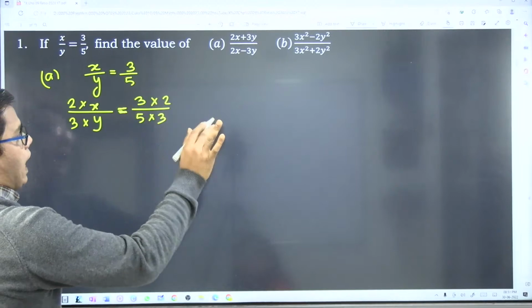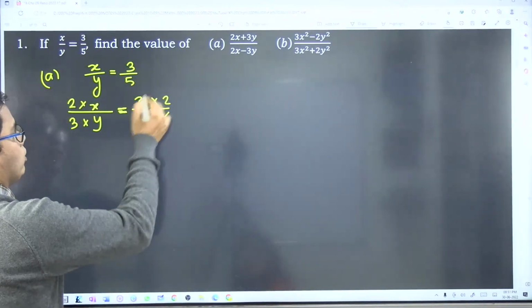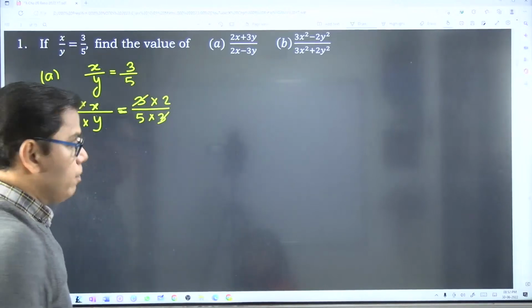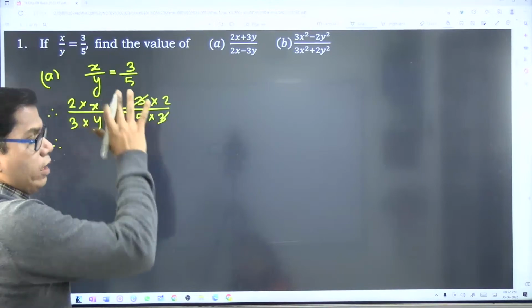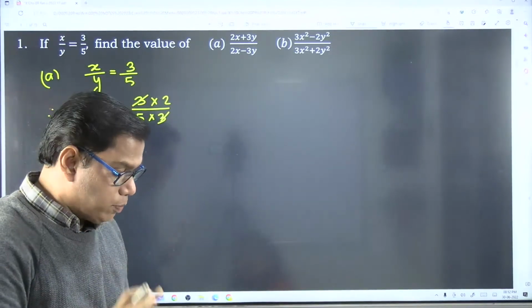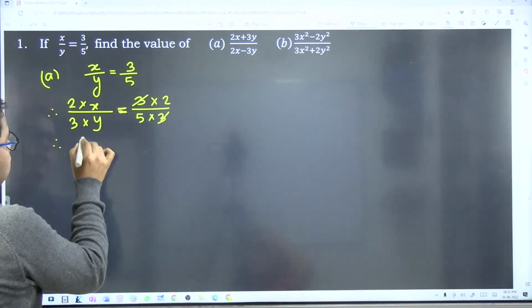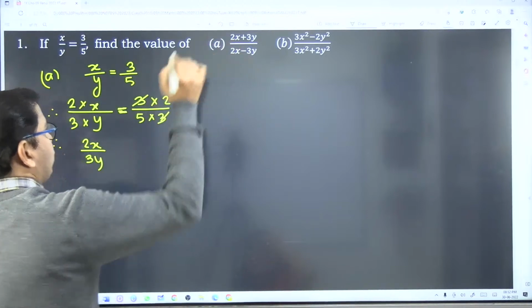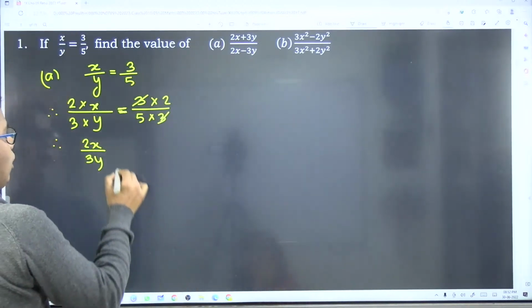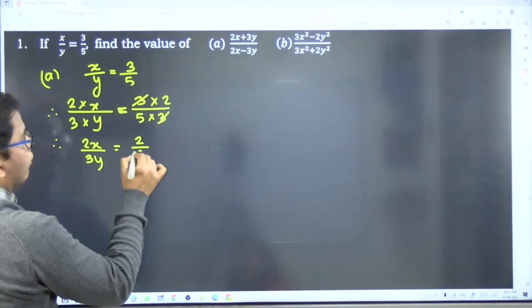If any cancellation is possible, please go ahead and do it. So this 3 and 3 got cancelled. Try to keep numbers as small as possible. So what is this? 2x upon 3y. I have successfully brought x along with 2 and 3 along with y. And what is my right hand side? That is 2 by 5.